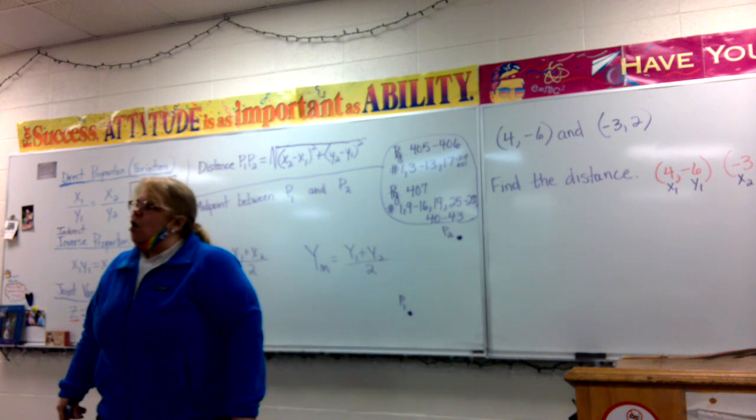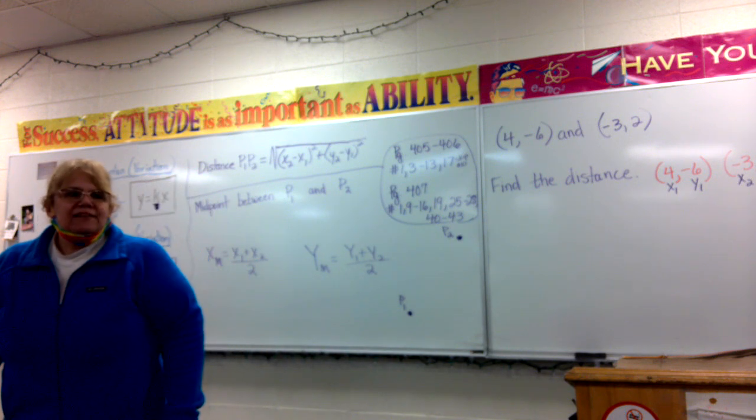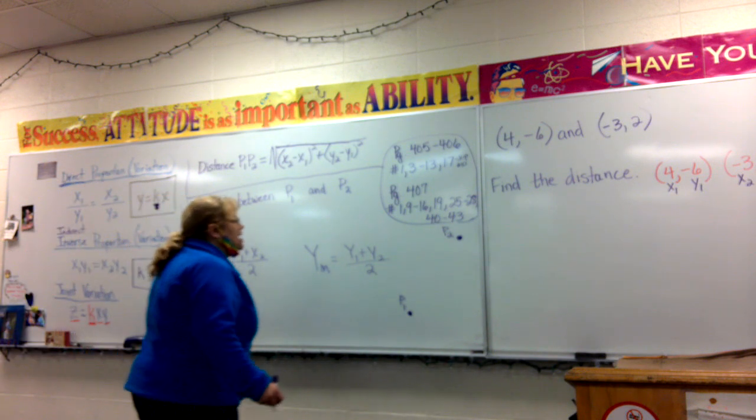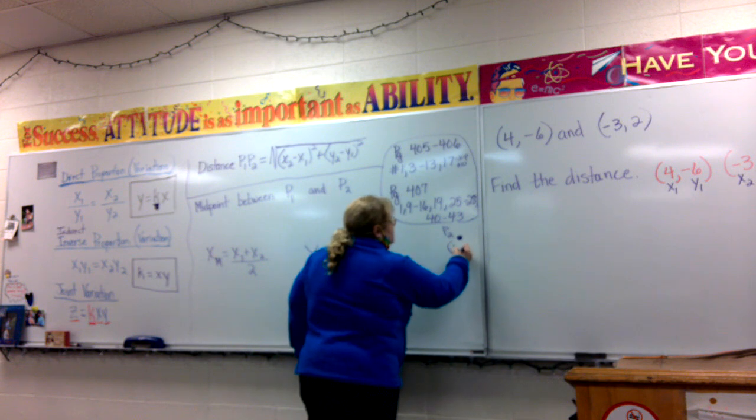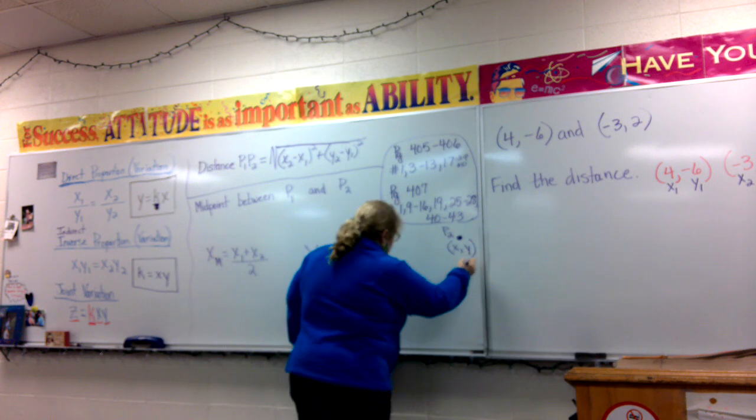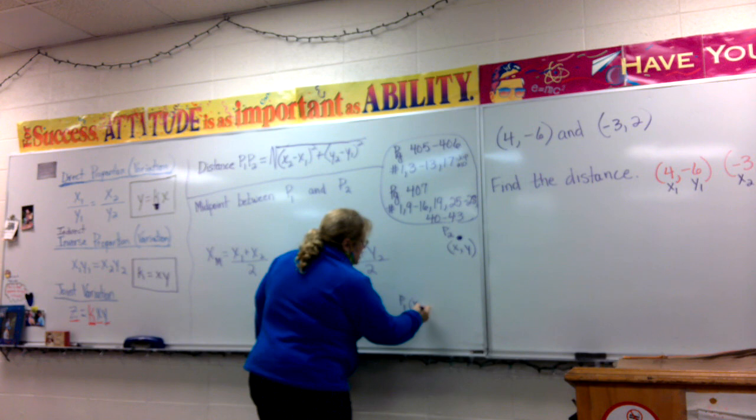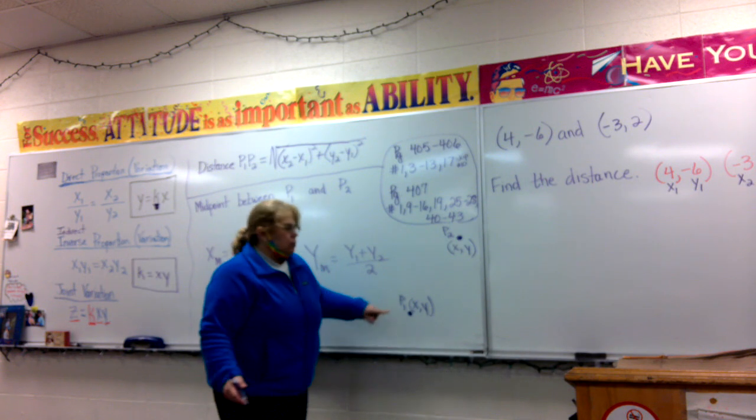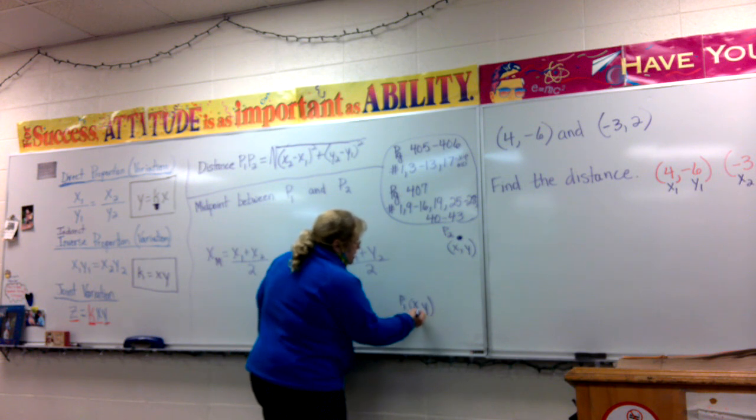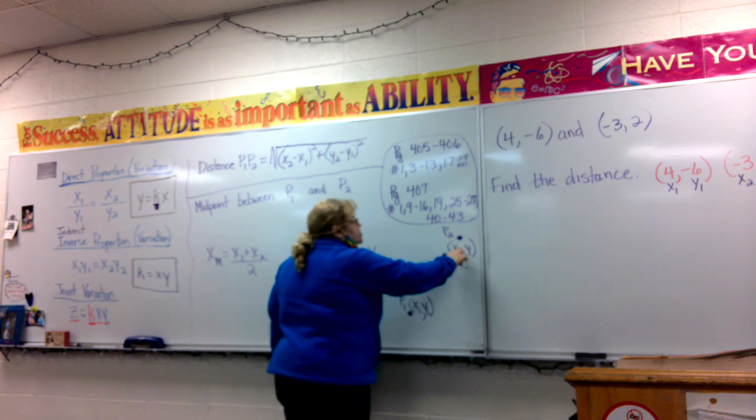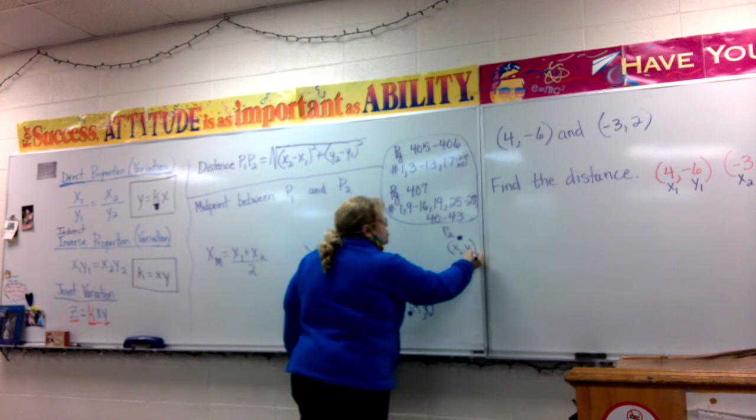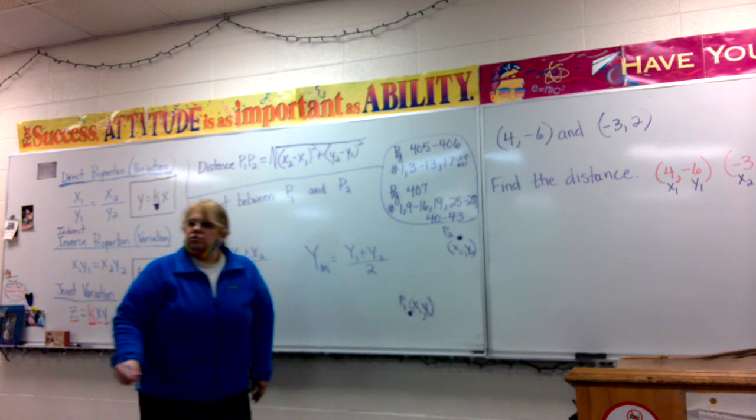Now, every point has coordinates associated with them, don't they? Every point has an X and a Y. And because this is point 1, I'm going to call this X of point 1 and Y of point 1. Same thing up here, because this is point 2, X of point 2 and Y of point 2.